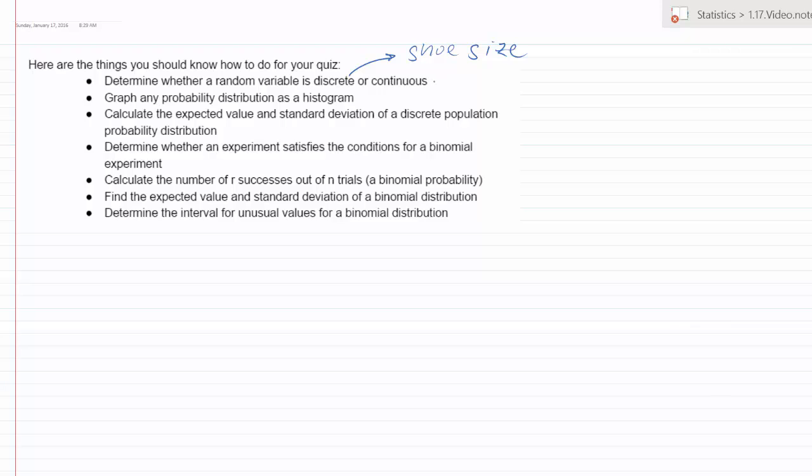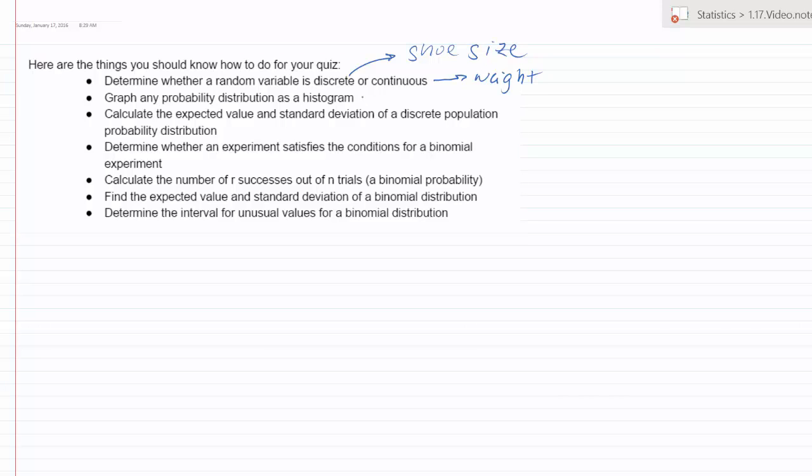A continuous example would be weight. There's an infinite number of weights that people could weigh, say maybe between 0 and 400 or something like that. Someone could take on any value between those two numbers to weigh.